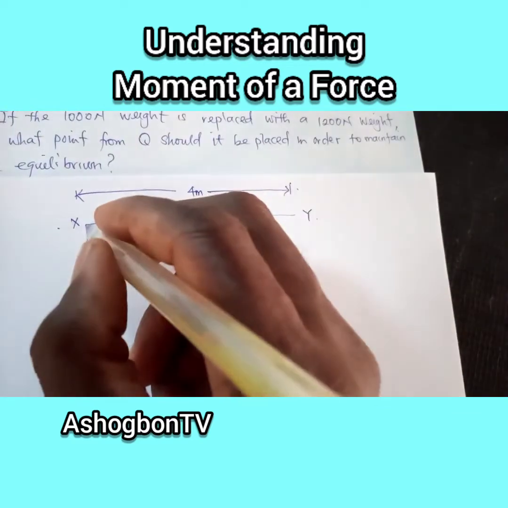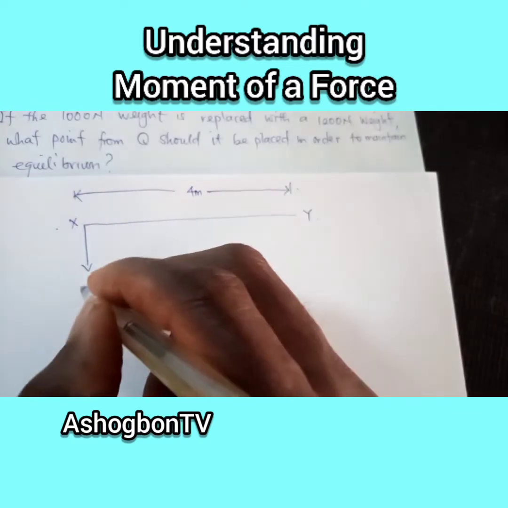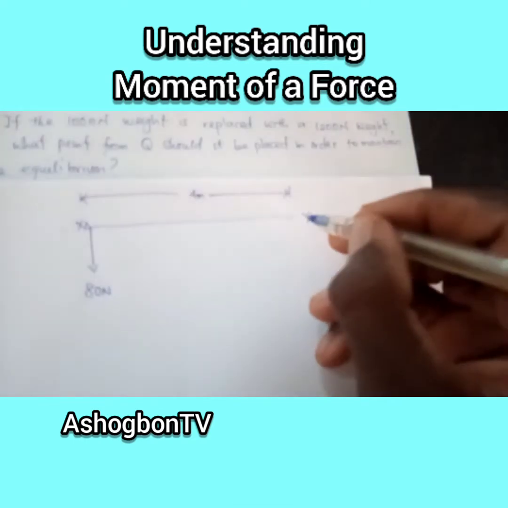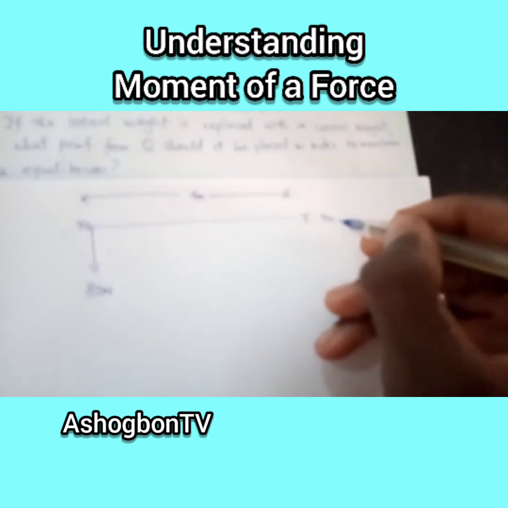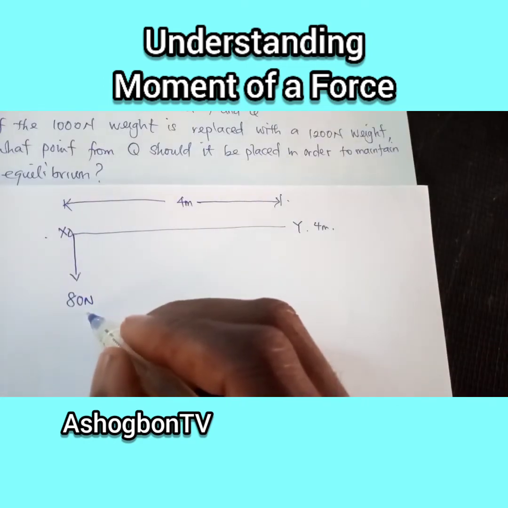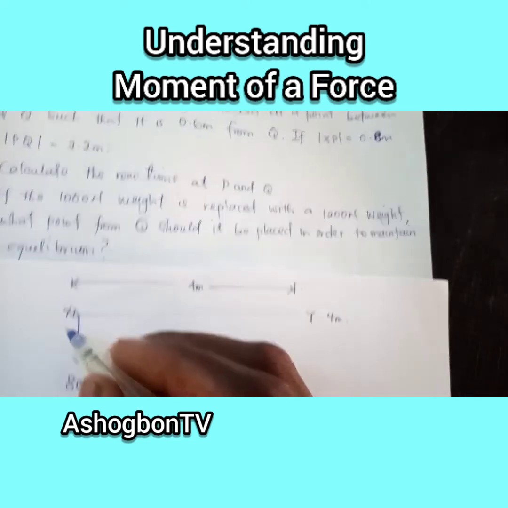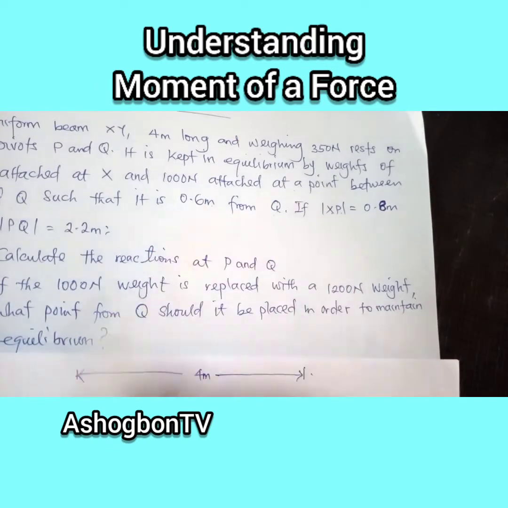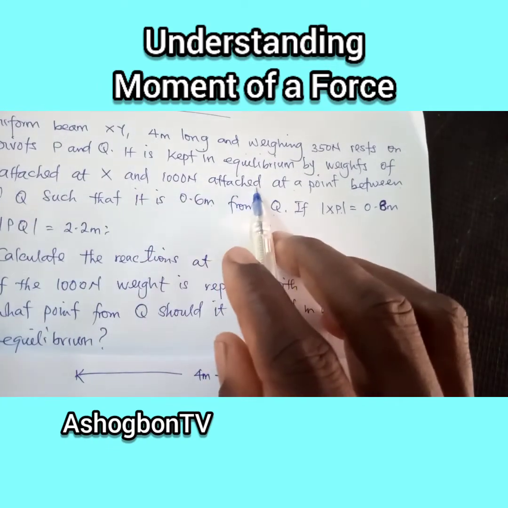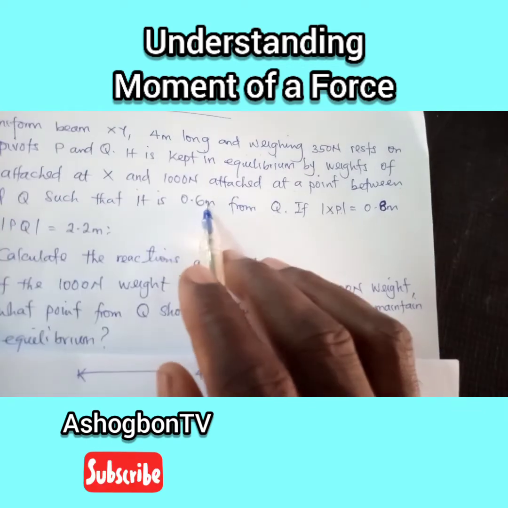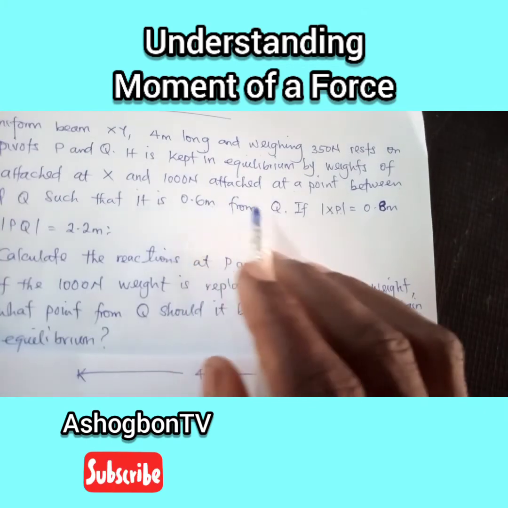So I'll come to X. I have a weight of 80 Newtons here attached at X, which is 0, while this is 4 meters, because the total length is 4 meters. So we have 80 Newton here at X. Let's keep reading. At X, and 1000 Newton attached at a point between P and Q, such that it is 0.6 meters from Q.